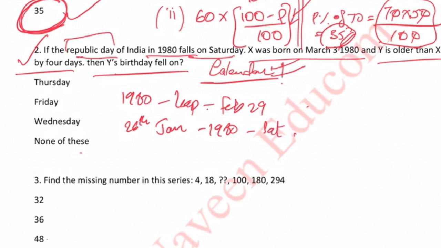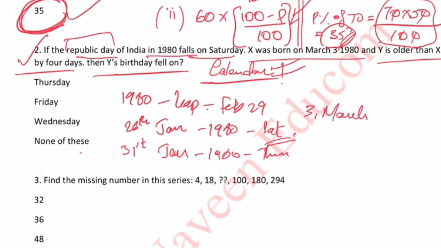So what can you conclude from here? There is nothing. You can finally conclude the answer. If 26th January 1980 is Saturday, then you can definitely write the next, 31st of January 1980, right? So what will be that day? That day will be Thursday here. Similarly, you can count the number of weeks and finally find out that 3rd March of 1980 is a Monday, right?